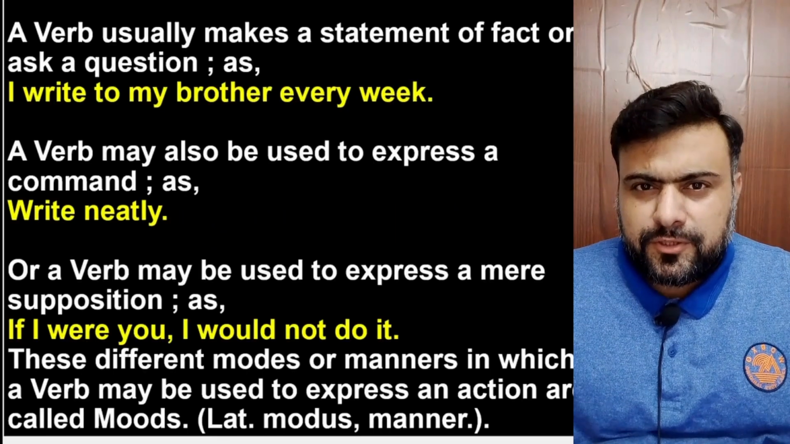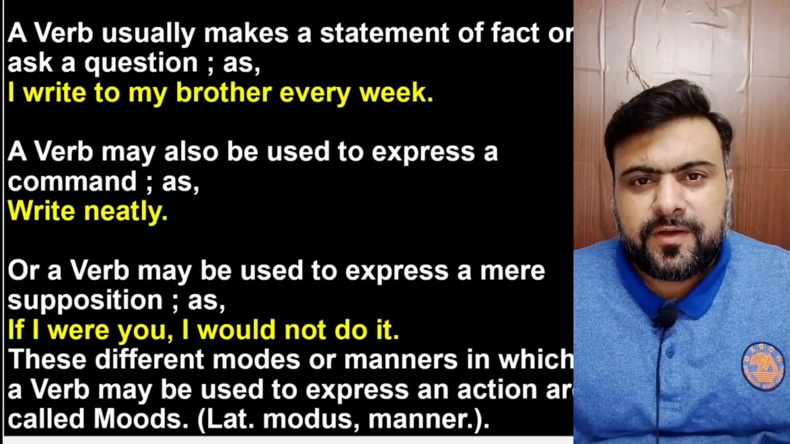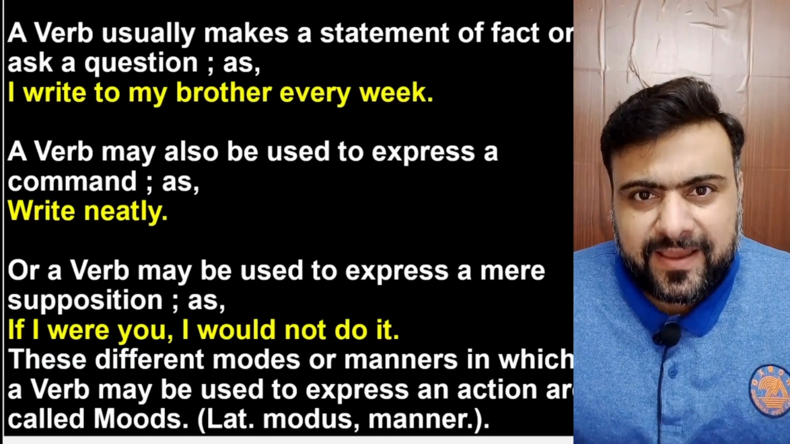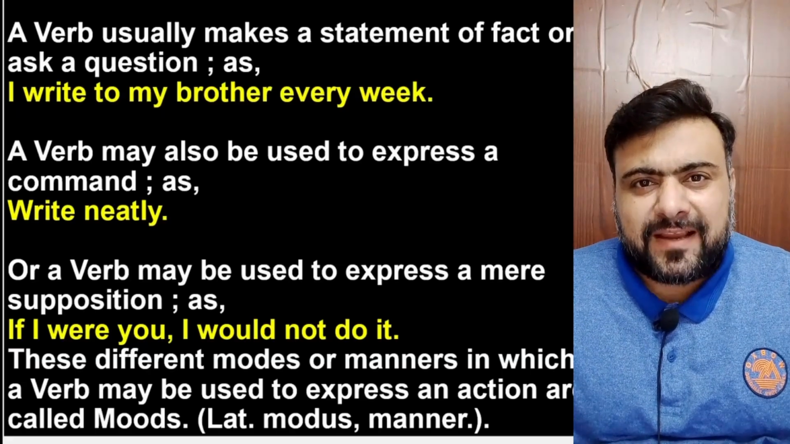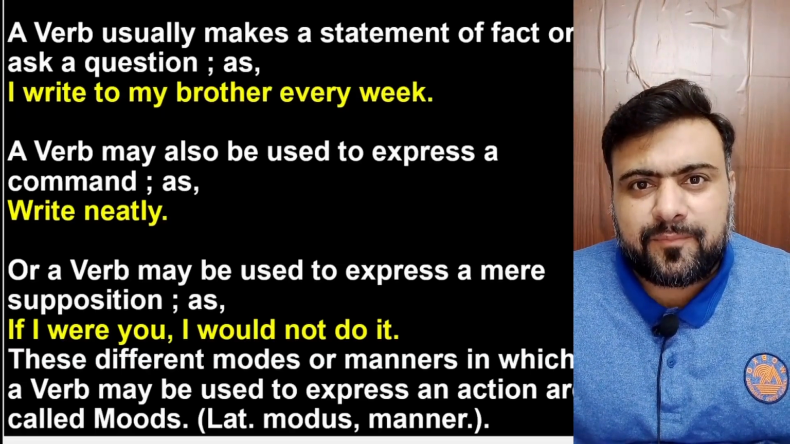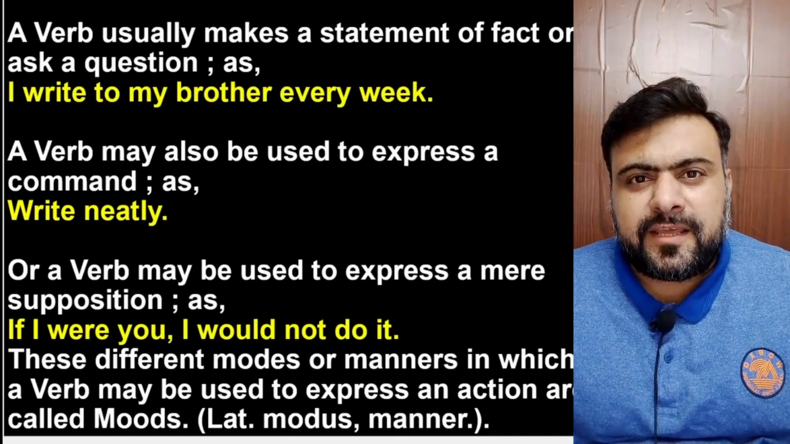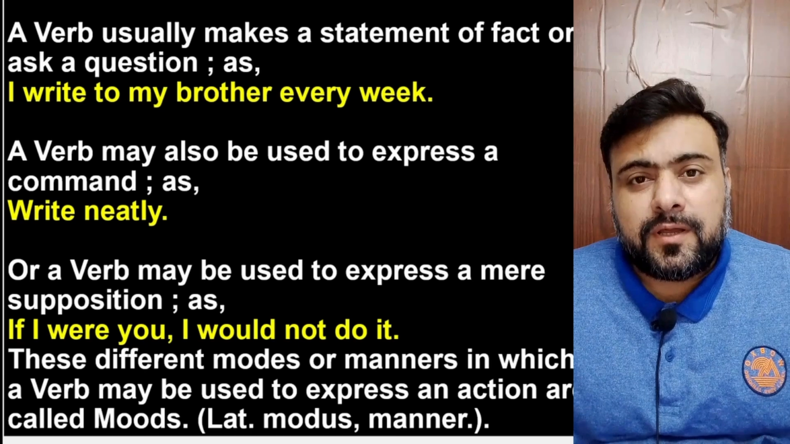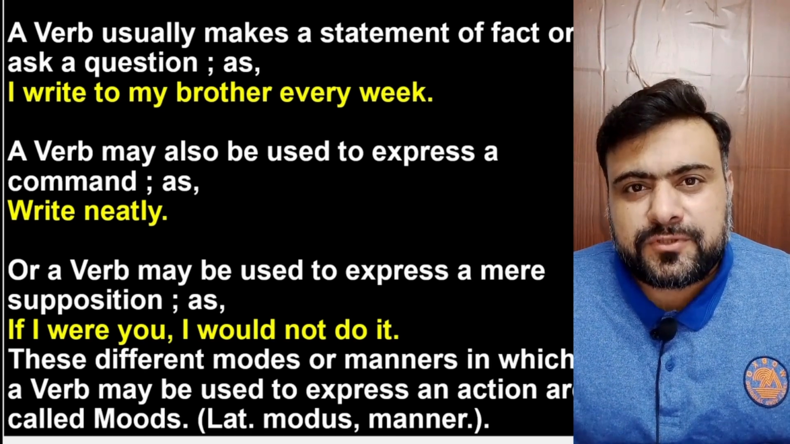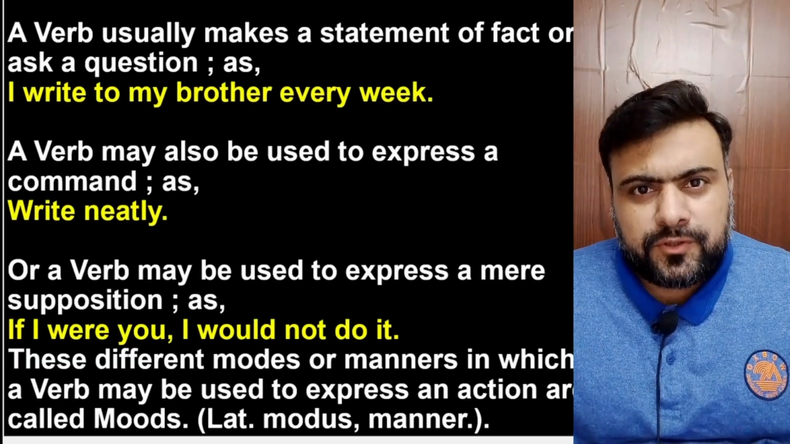A verb is usually used in three ways. There are three manners in which a verb is used. First one is that it makes a statement of fact. It states a fact. For example, I write to my brother every day. Second one, it expresses a command. It gives an order. For example, write neatly. And the third one is that it makes a supposition. For example, if I were you, I would not do it.